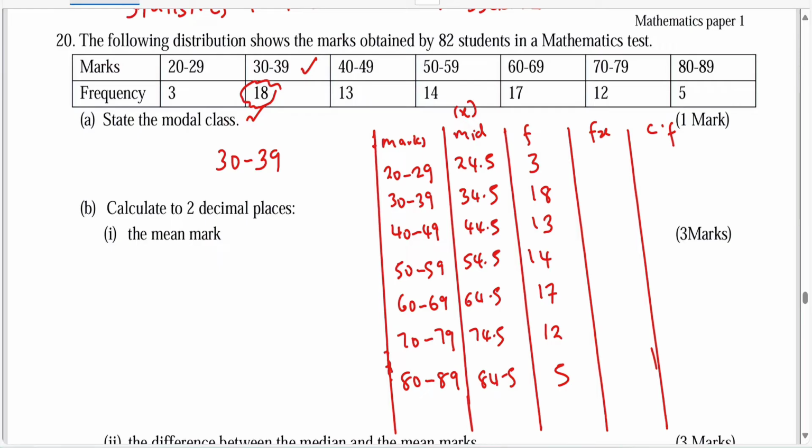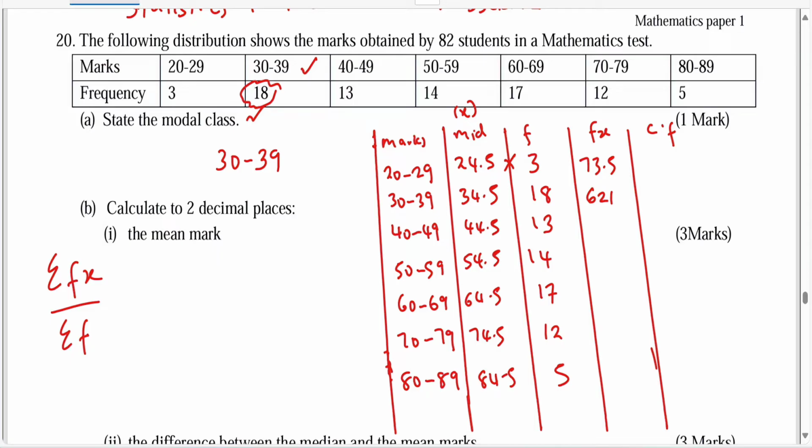So tutafute fx kwa sababu kwenye swali la kwanza umeambia calculate the mean mark. So mean mark is given by sum of fx over sum of f. So lazima tutafute fx. So ukichukua 24.5 times 3, so we're taking this times 3, gives 73.5. 34.5 times 18 itakupa 621. So 24.5 times 3, let me confirm, okay it's correct.